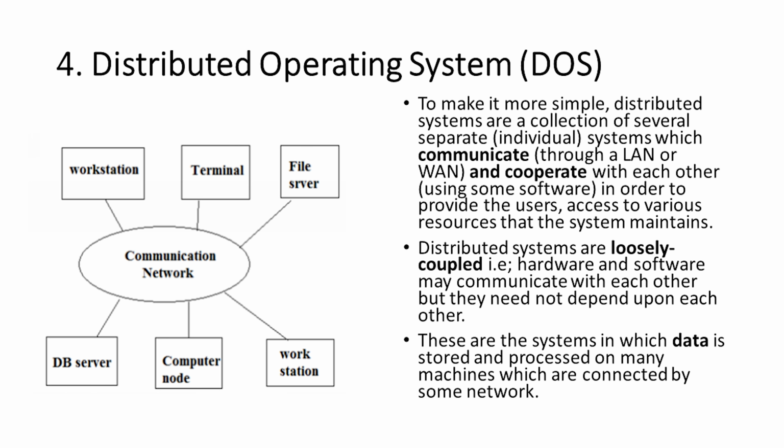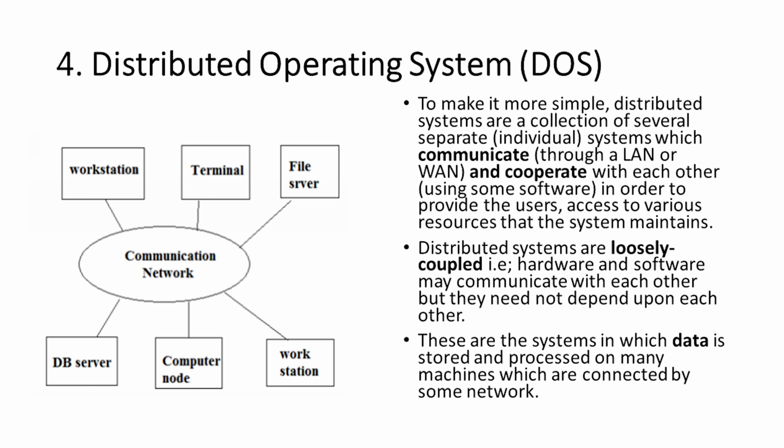And the last one is the distributed operating system. To make it more simple, a distributed operating system is a collection of several separate systems which communicate and cooperate with each other in order to provide the user access to various resources that the system maintains. It may be a LAN or WAN. Distributed systems are loosely coupled, that is, the hardware and the software may communicate with each other, but they need not depend upon each other. These are systems in which the data is stored and processed on many machines which are connected by some network. The data processing jobs are distributed among processors, which allows for resource sharing and improves fault tolerance. It manages a collection of independent computers that work together as a single system.